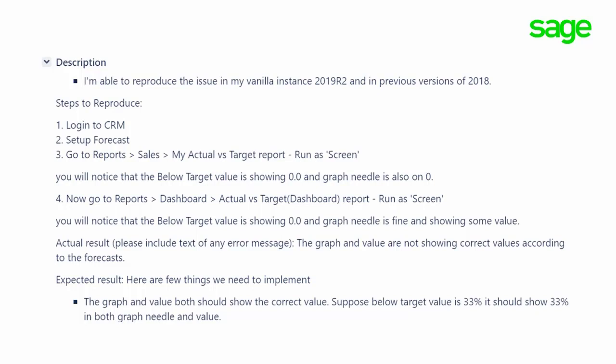Again, the next slide is the description. Again, I told you the description should be there. What's the description of the issue? And steps to replicate. Again, it's a short step, so it's fine. We don't need any video or anything, because these steps can tell us how to go through and replicate the issue, and what the desired result is and what the actual result is that the customer is getting or we are getting. The actual result we are getting, let's say, is that the graph and value are not showing correct values according to the forecast, but the expected result is that the graph and value both should show the correct value.